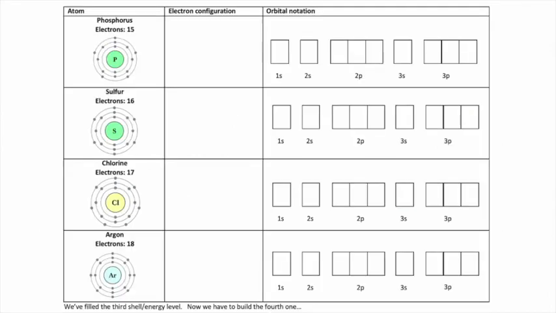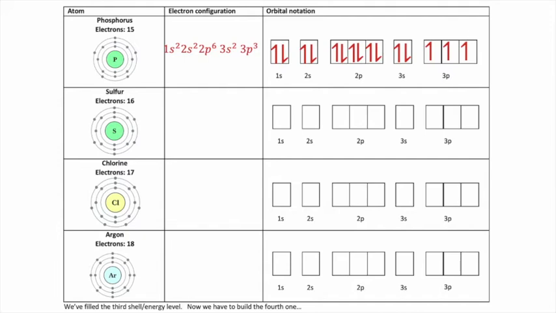We'll move on to phosphorus, which has 15 electrons. Our electron configuration is 1s2, 2s2, 2p6, 3s2, 3p3. And with our orbital notation, our 1s, 2s, 2p, and 3s orbitals are all filled. And because of Hund's rule, when the next 3 electrons go in, they're going to go into separate orbitals to maximize stability.